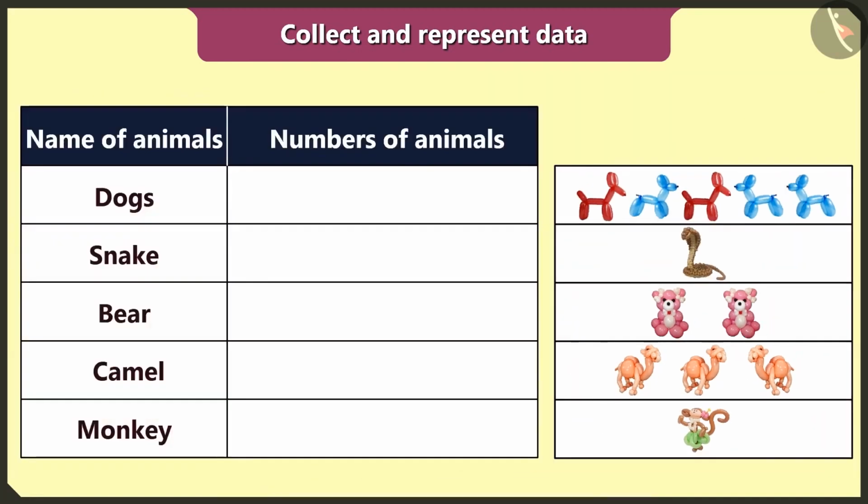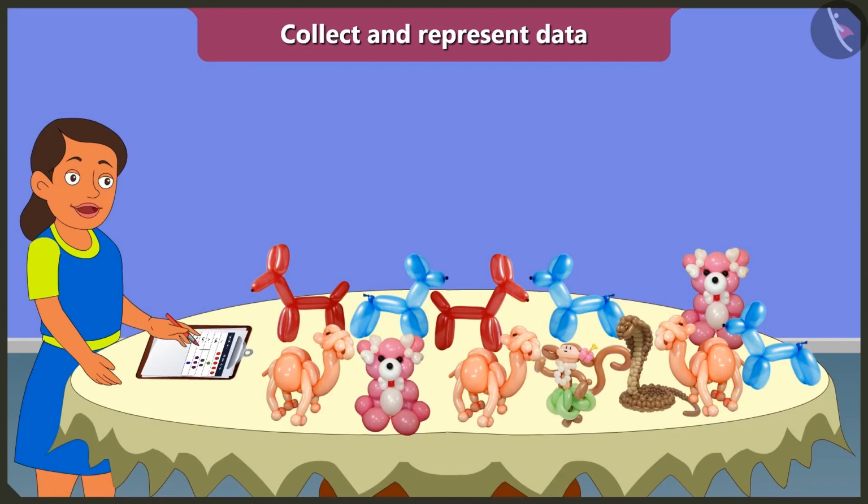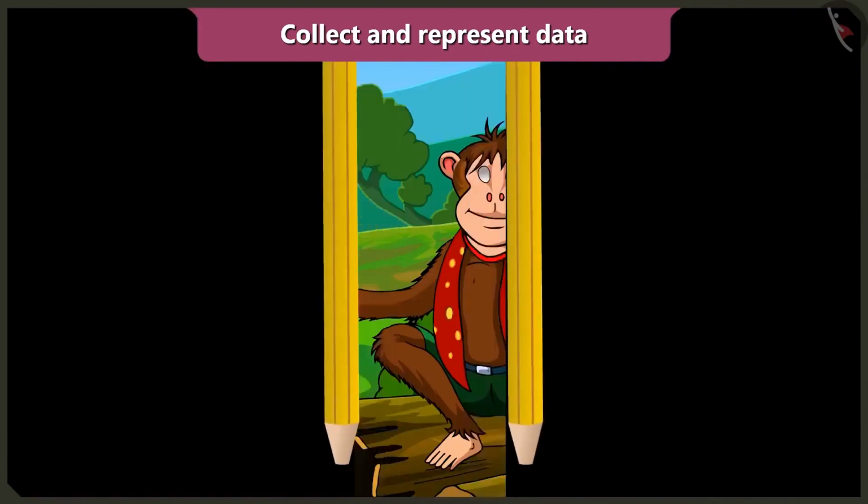Now I will make a table like this and represent all the data in it. There are 5 dogs, so 5 circles. One snake, so 1 circle. 2 bears are there, so 2 circles. 3 camels are there, so 3 circles. And 1 monkey, so 1 circle. Wow! By representing data like this, I can easily remember so much information.